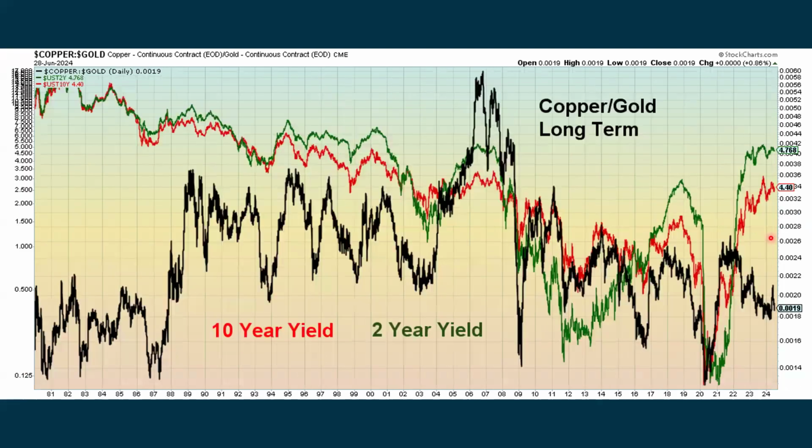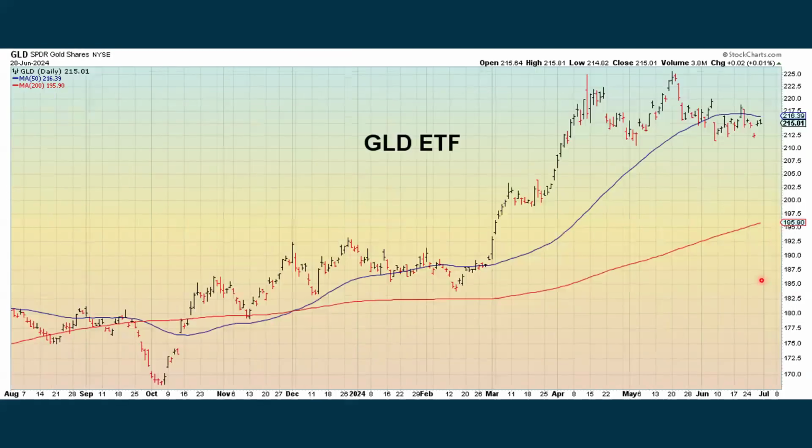Here's a longer term look at this chart. The black line is the copper to gold ratio. And then I also plot the 10-year and the 2-year in green and red, just to see if we can get any insight from this. But there's quite a wide spread between these, even though they're on different scales.